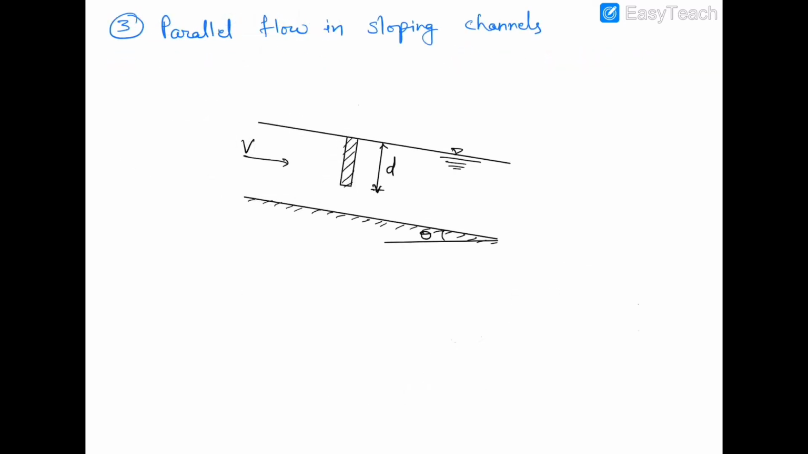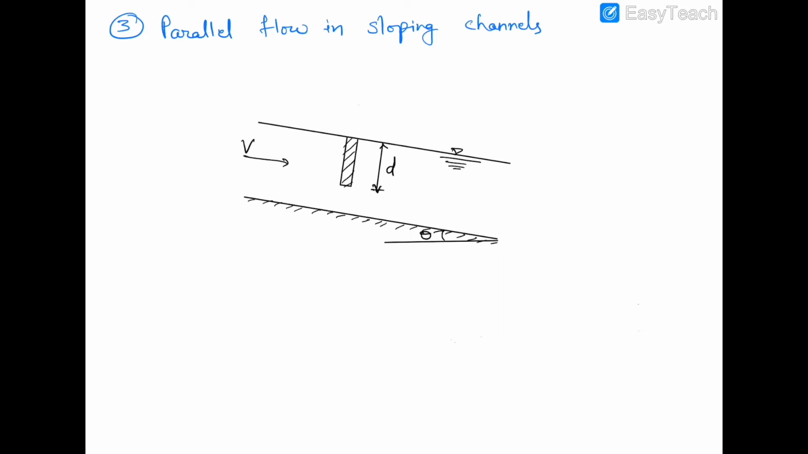Now the next case is parallel flow in a sloping channel. Let us consider a channel with a sloping floor, having slope of the bed with the horizontal theta. Liquid is flowing with a velocity v. Again here we are assuming that the acceleration in the direction of flow is 0. The velocity is uniform across the section and it is parallel to the bed of the channel, which means streamlines are parallel. So the resulting force in the direction of flow will be 0.